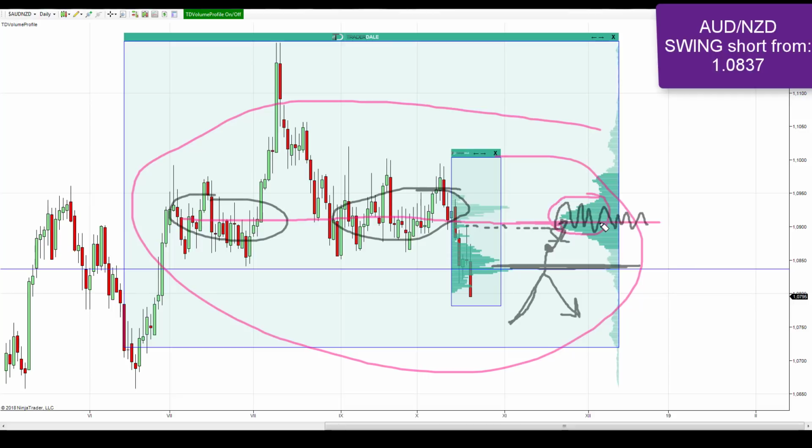All right. So it is pretty risky, because the point of control of this large area could work as a magnet. And for that reason, I definitely won't be trading this short with a full position. I'll be very careful about it. And if I trade it, I'll only trade it with a smaller position.